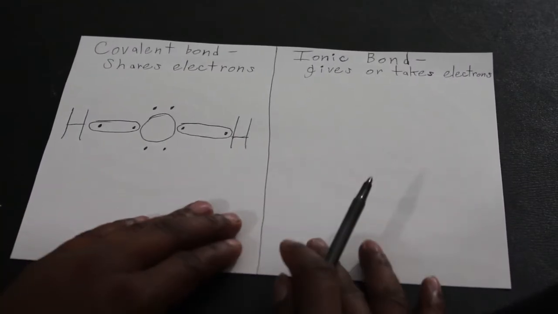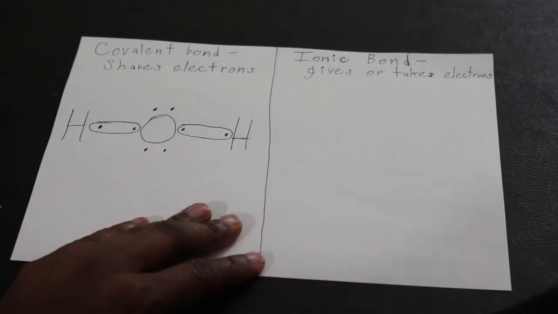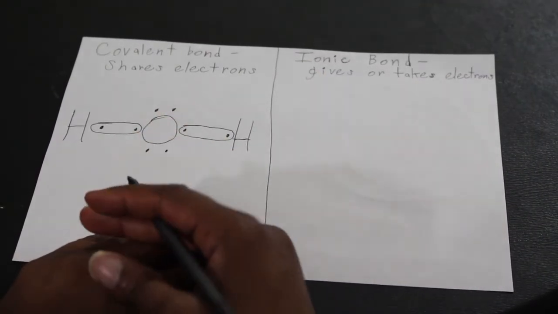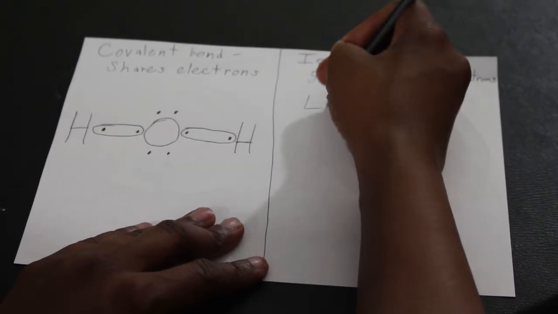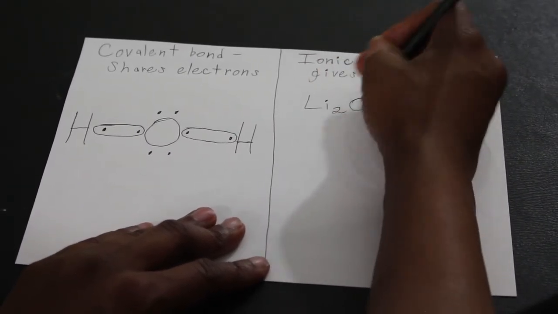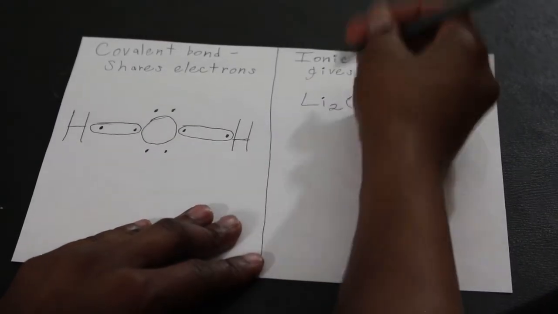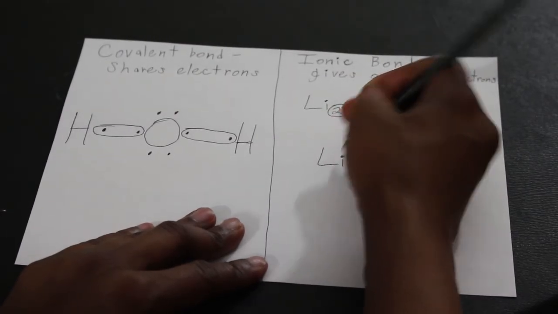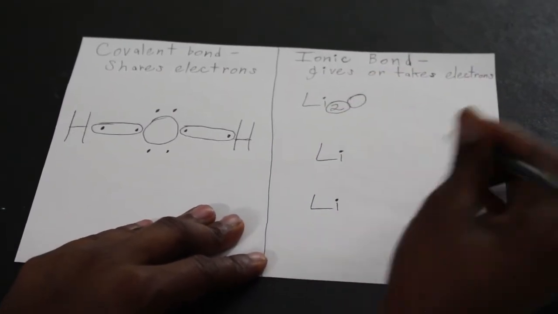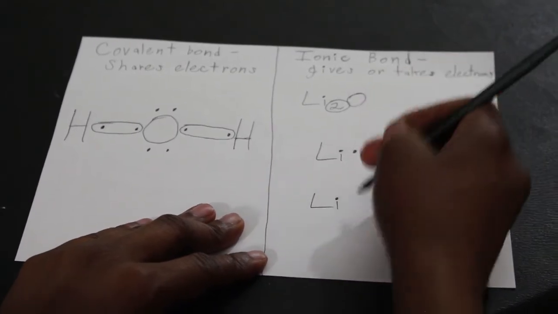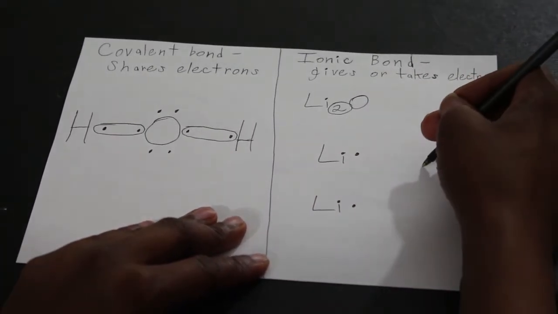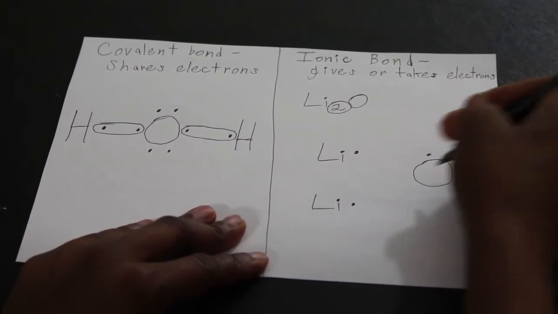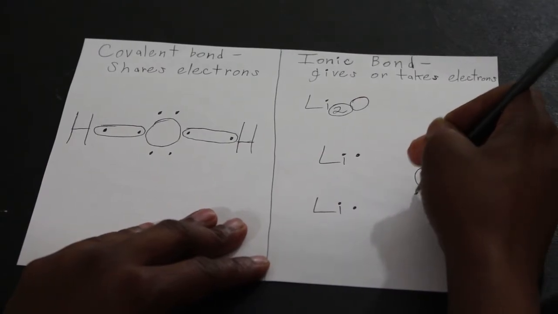So now let's look at our ionic bond. We're going to give or take electrons, and I'll change it up a little bit. Instead of putting sodium chloride, which we always do, let's do lithium oxide, Li2O. And I'm going to show you and explain to you why there are 2 lithiums and only 1 oxygen. If you look on your periodic table, lithium has 1 valence electron. So each lithium is going to have 1 valence electron. Oxygen has 6 valence electrons: 1, 2, 3, 4, 5, 6.